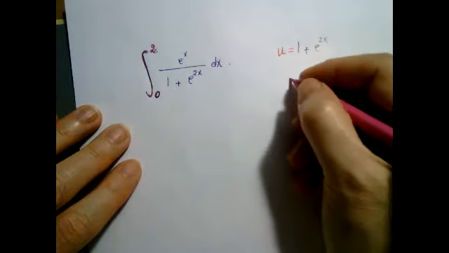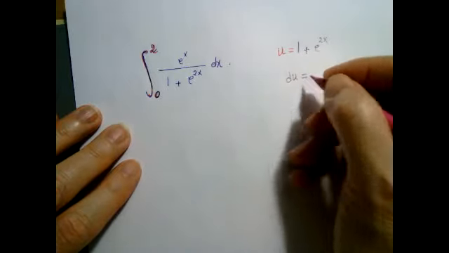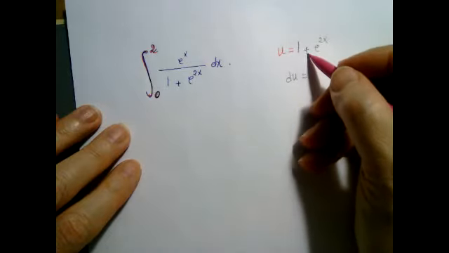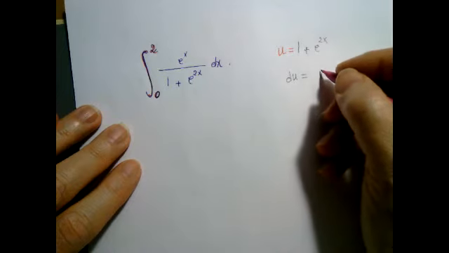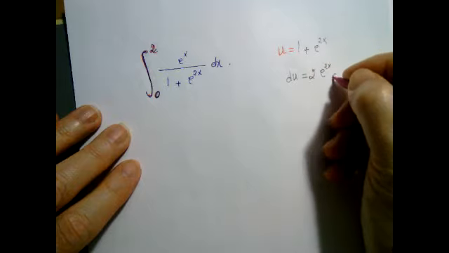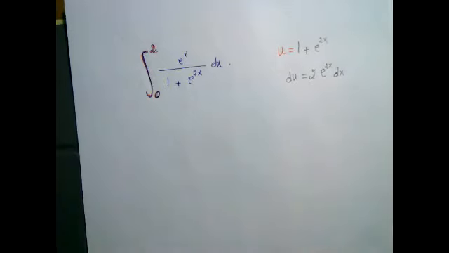Okay, what's going to be my du? Derivative of 1 is 0 plus, what's the derivative of e to the 2x? 2e to the 2x. Okay, now here's my problem. What's my problem? Oh, we just have e to the x. We don't have e to the 2x. Exactly. I only have e to the x. I have no idea how to pull out the e to the 2x.